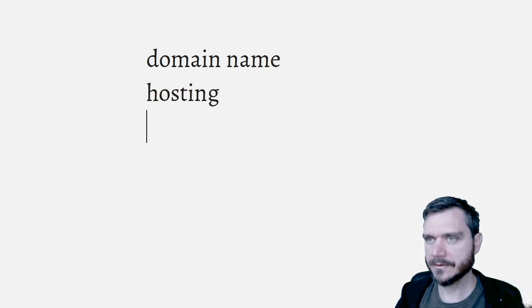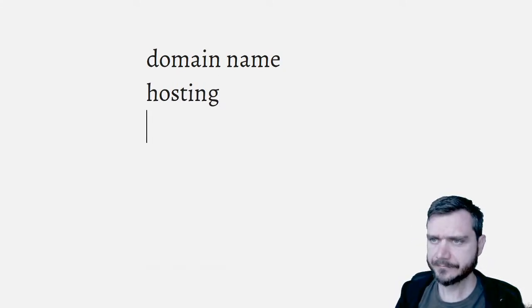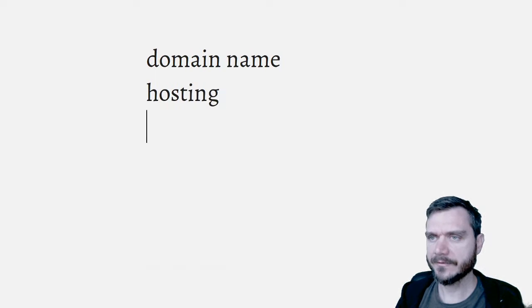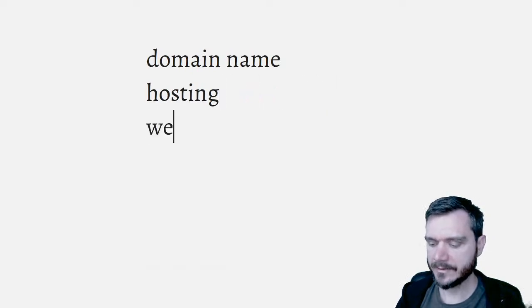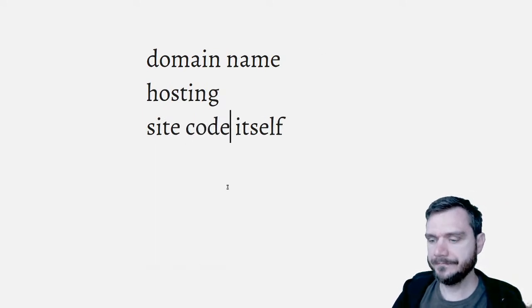And you need hosting, somewhere for your website to live. Depending on how complex the thing you're building is, you might want different types of hosting, from managed solutions to totally custom stuff. My stuff tends towards the custom end of town, so I ship on a Linux VPS, and I'll show you more about that later. And finally, you need the site itself, the site code. These are the three main things you need to launch a site.